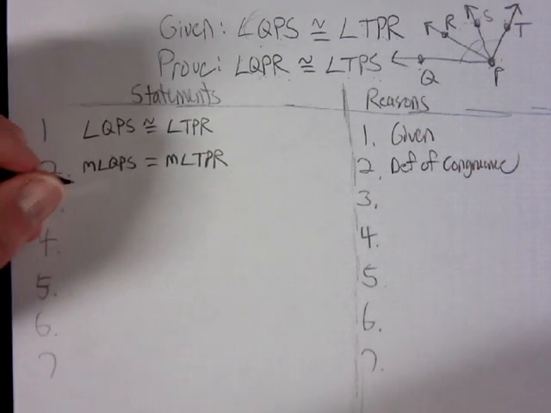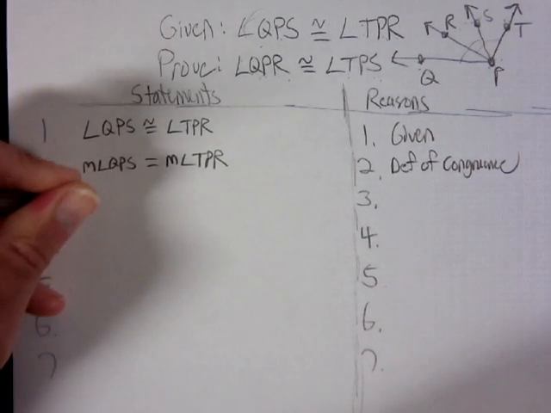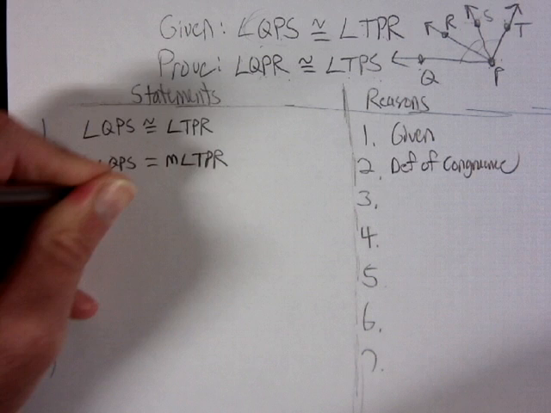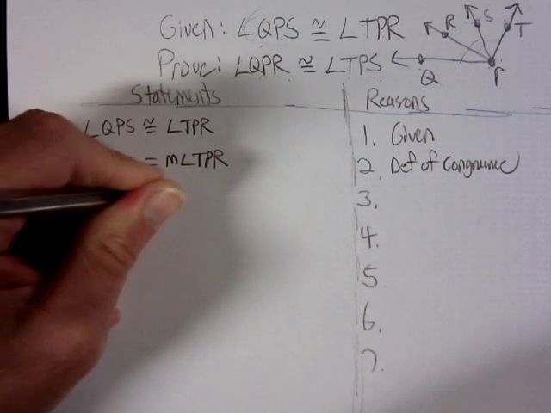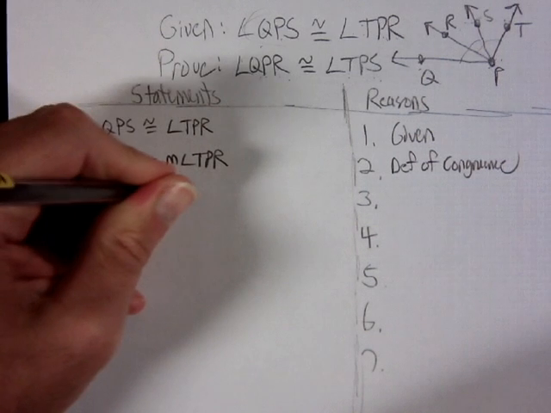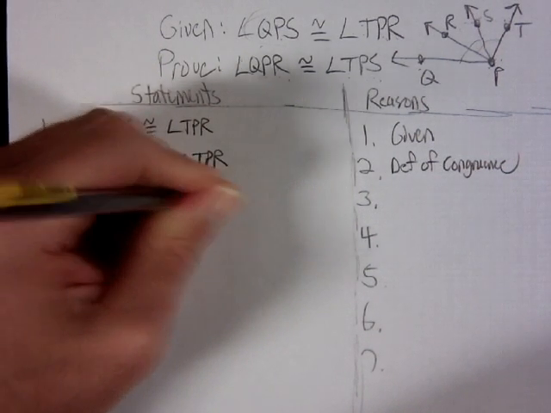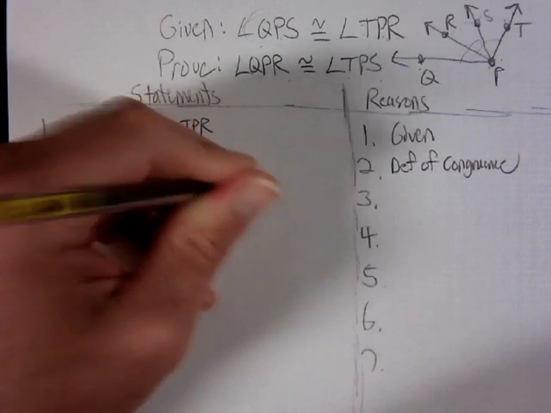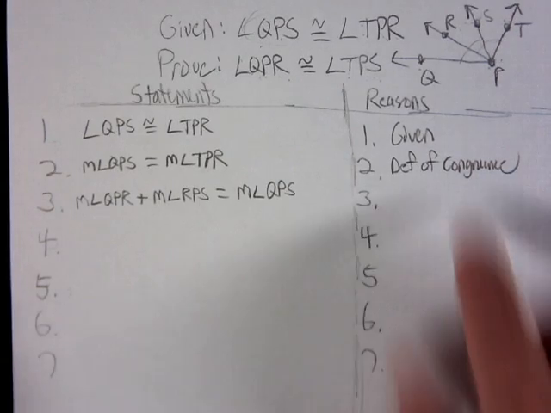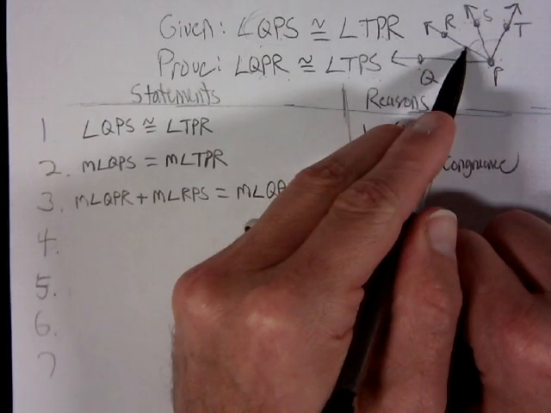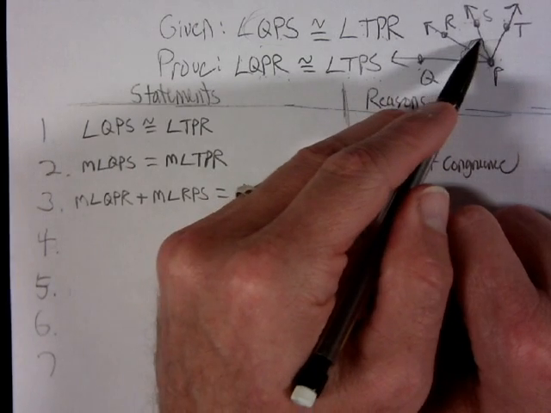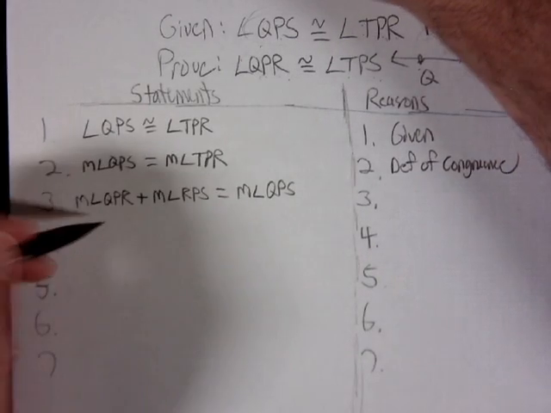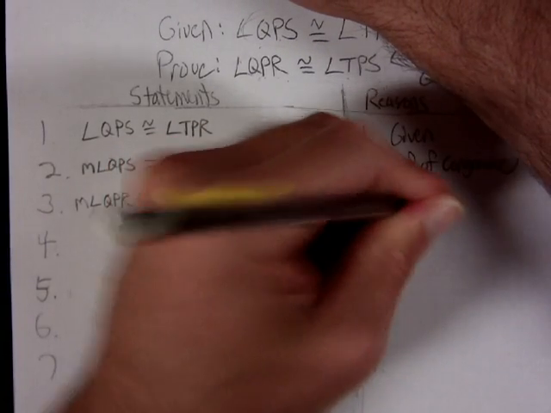So my next step is to write out the measure of angle QPR plus the measure of angle RPS is going to be equal to the measure of angle QPS. All right, so once again, QPR from here to here plus RPS from here to here equals QPS, the whole thing. All right, so what says that an angle can be written as the sum of its parts? Angle addition postulate.